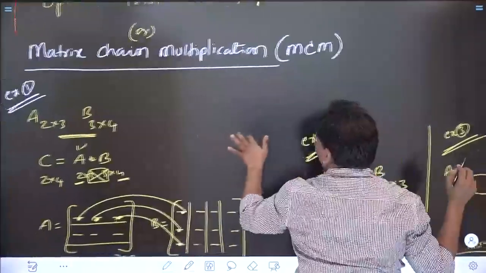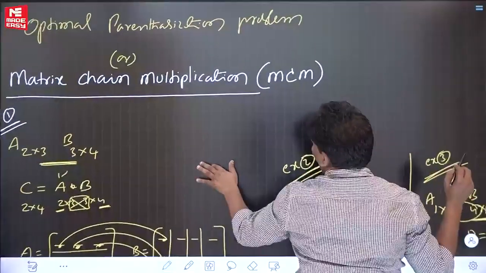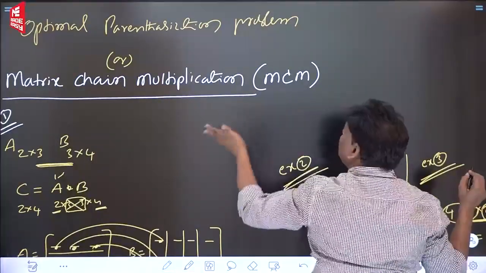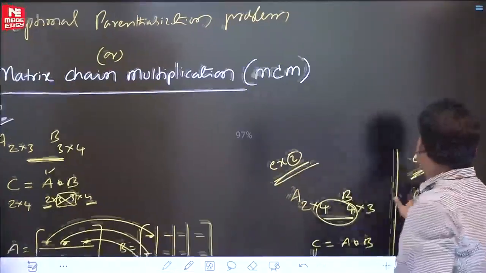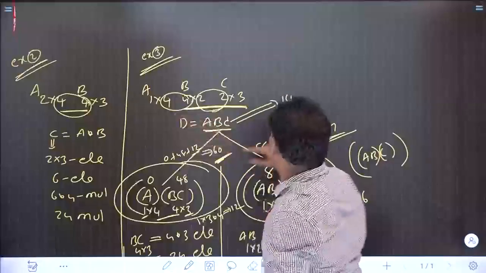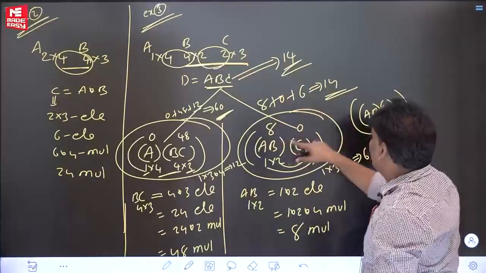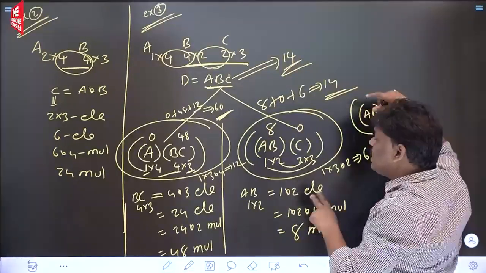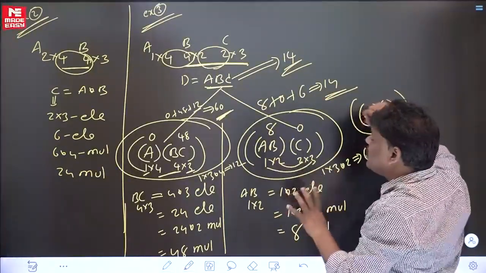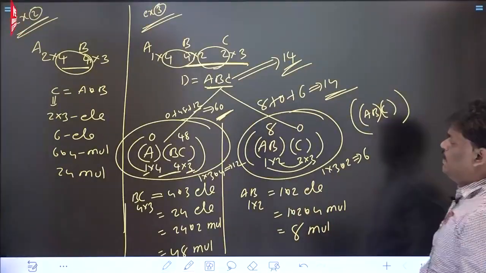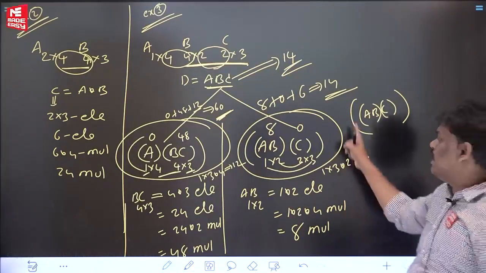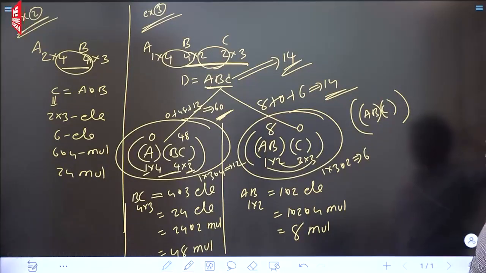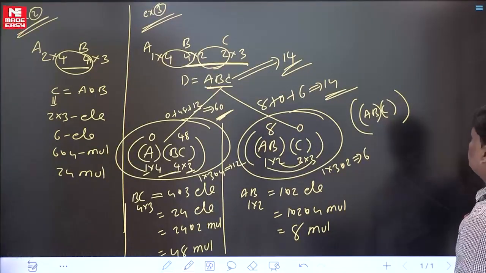Matrix chain multiplication, another name, optimal parenthization problem. What is the meaning? If you keep brackets in what way, you will get fewer multiplications. If you keep the brackets in this way, you will get fewer multiplications. That is the reason it is called matrix chain multiplication, another name is optimal parenthization problem. So I think if you keep the bracket like this, you will get the fewer number of multiplications. This is example 3. I'm thinking almost you are comfortable.